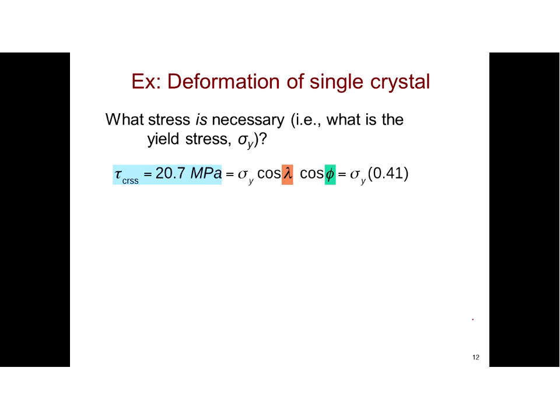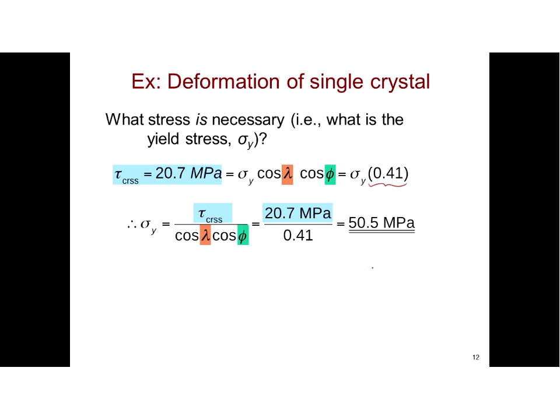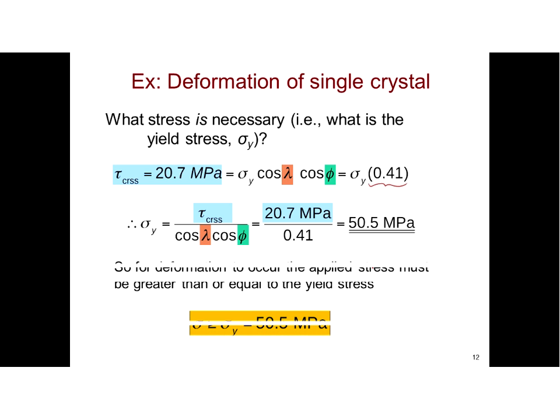You're given phi and lambda. The Schmid factor is 0.41 by calculating those out, right? Cosine phi times cosine lambda gives you the Schmid factor, and then you solve for sigma sub y. You plug in the critically resolved shear stress, divide it by the Schmid factor, and you have that it would take 50.5 megapascals to get the sample to yield. So for deformation to occur, the applied stress must be larger than or equal to the yield stress, 50.5 megapascals.